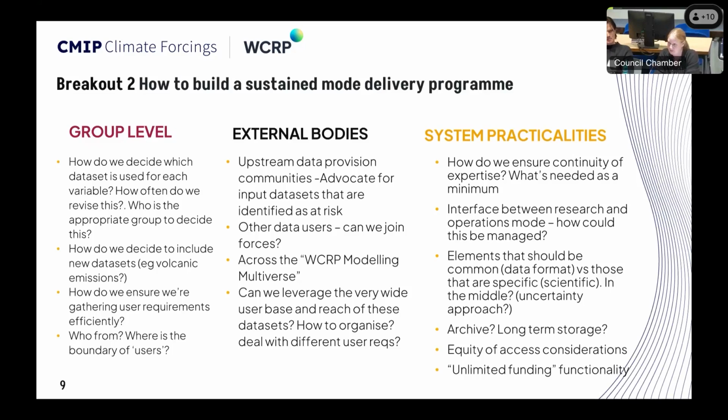How do we think about long-term storage? The ESGF is not designed for long-term storage. Somebody is going to need to think about that at some point. Equity of access has come up a few times, and that is equity of access to data building as well as to the actual data itself.